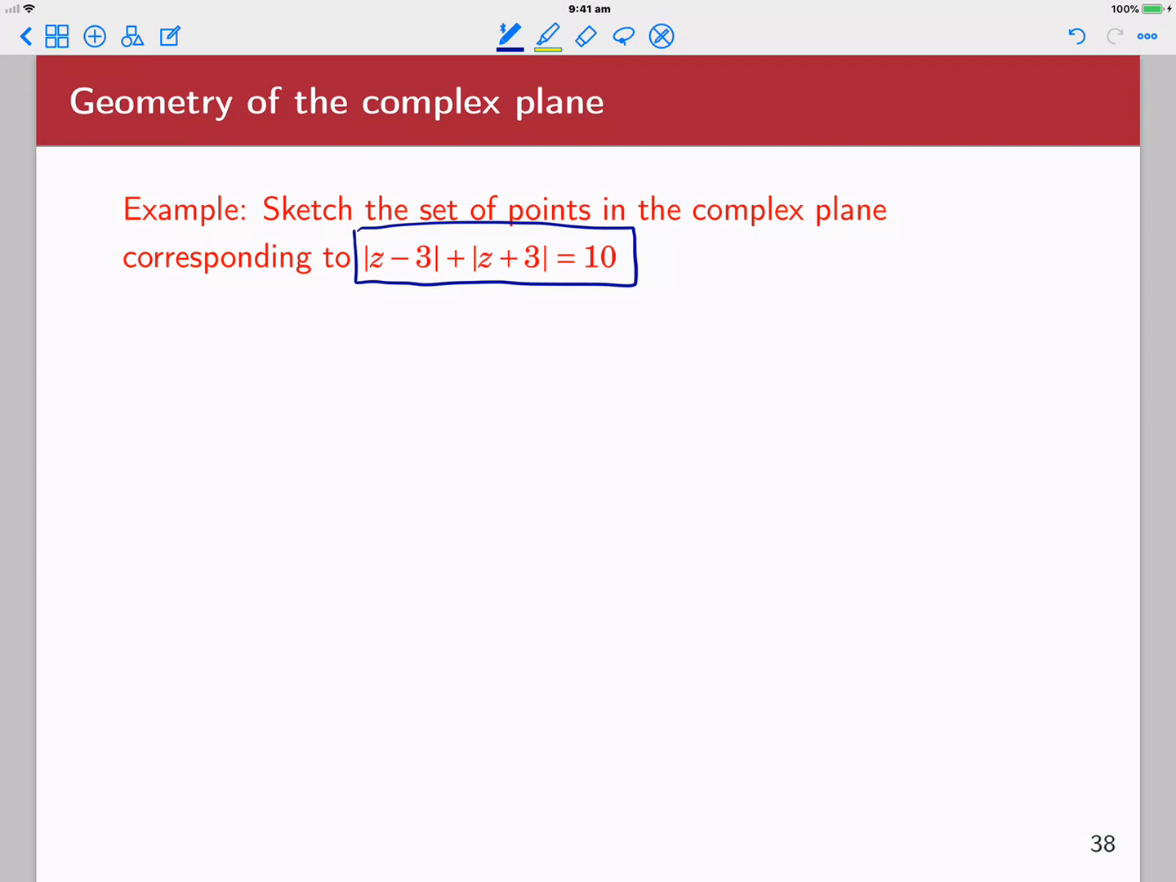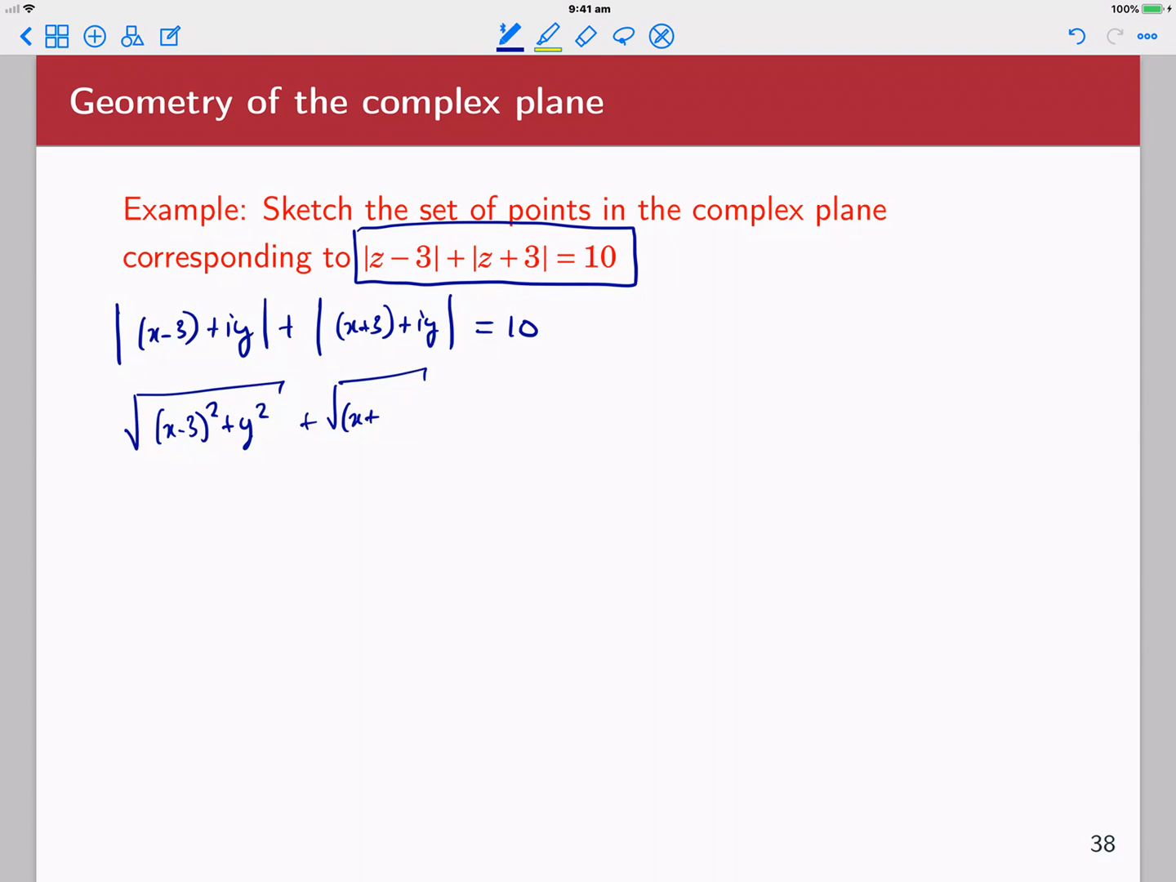So if I let z be x plus iy, then I'm going to get the modulus of x minus 3 plus iy plus the modulus of x plus 3 plus iy. Oops, sorry, where did I write equals? I meant plus. Sorry about that. So this should equal 10. Now using the definition of modulus, this is the same as saying the square root of x minus 3 squared plus y squared plus the square root of x plus 3 squared plus y squared, and that should equal 10.